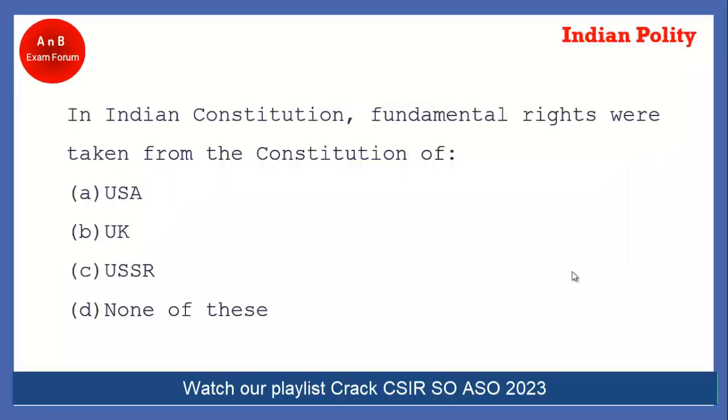Coming to the first question: in the Indian Constitution, fundamental rights were taken from the Constitution of which country? These are the four options. You are right, USA. From USA, we have taken the fundamental rights. From UK, we have taken the parliamentary feature. From USSR, we have taken the fundamental duties. So the correct answer is option A, USA.